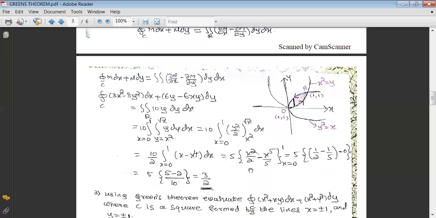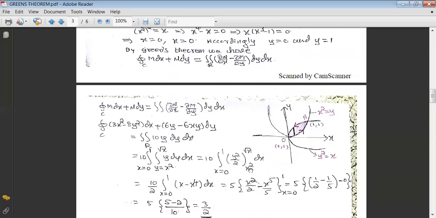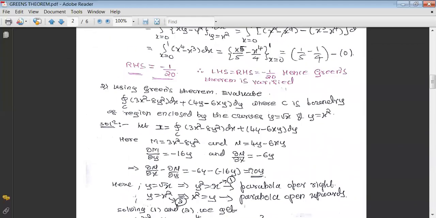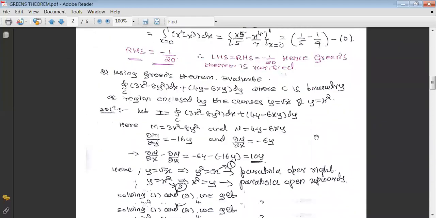That will be the value of the line integral which is evaluated over the closed path bounded by the curves y equal to root x and y equal to x square.